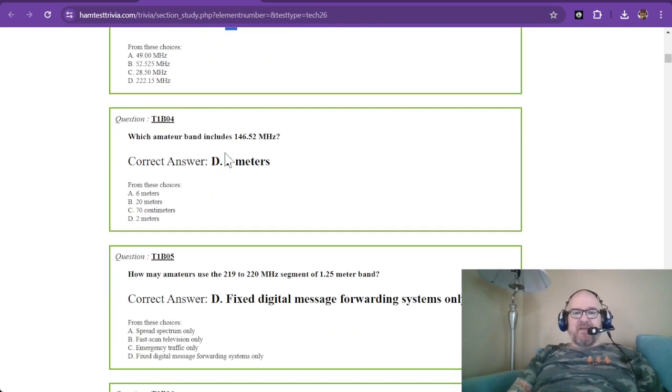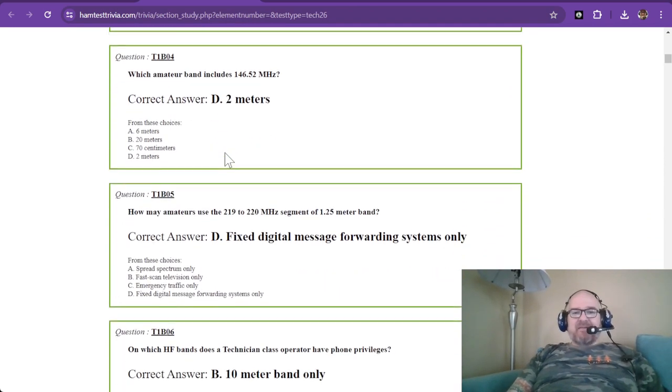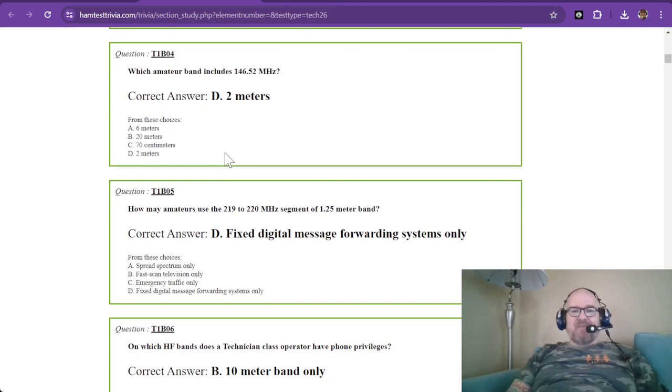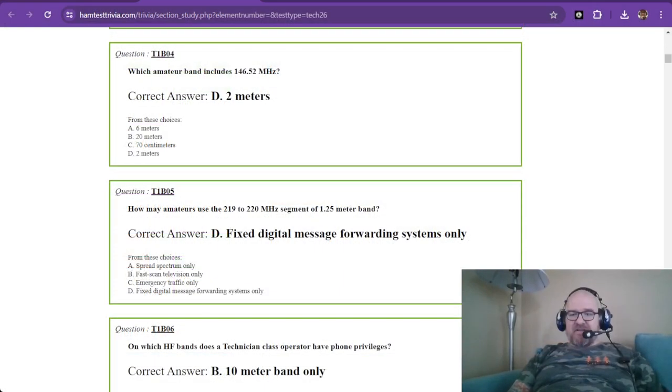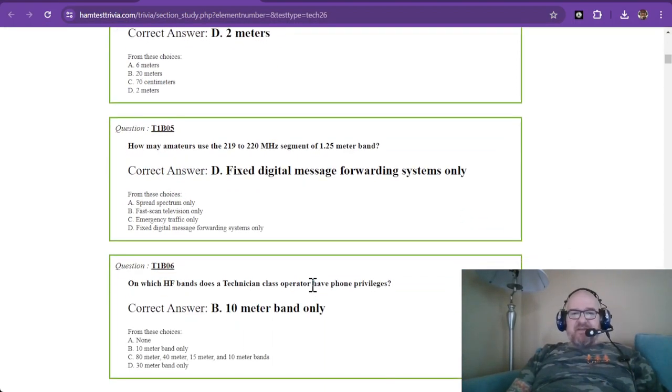Now we're going to 2 meters. Which amateur band includes 146.52, which is the national simplex calling frequency? 2 meters is in that 144 to 148 range. If you look back here, you can see that 2 meters goes from 144 to 148, and that also falls within the technician allowable band. 2 meters is your answer for that one.